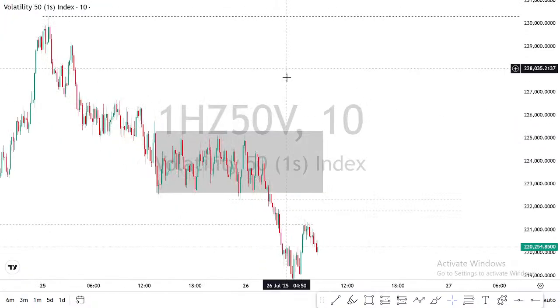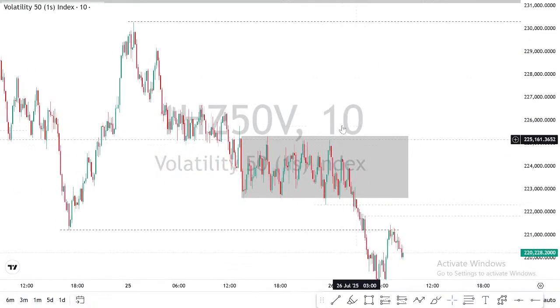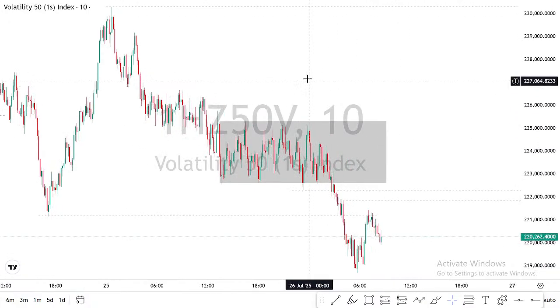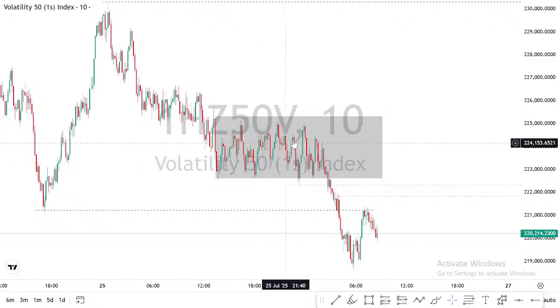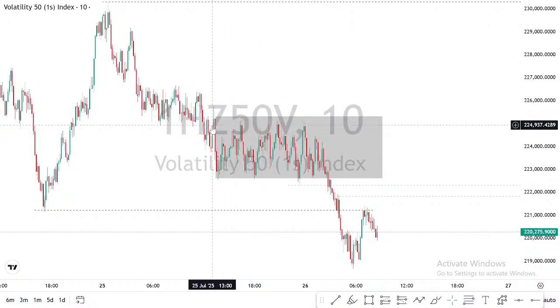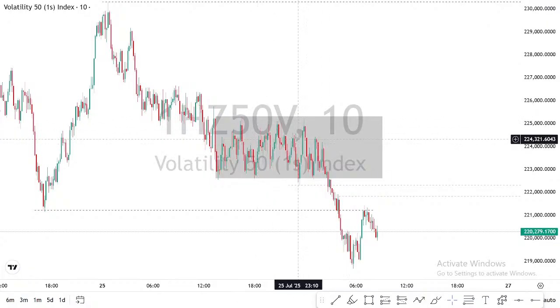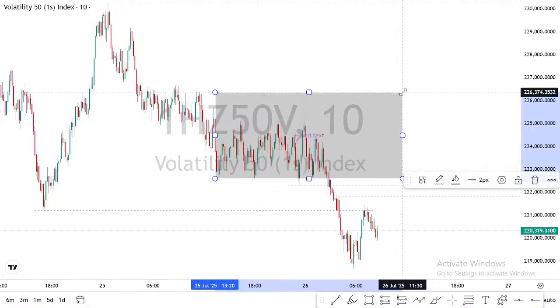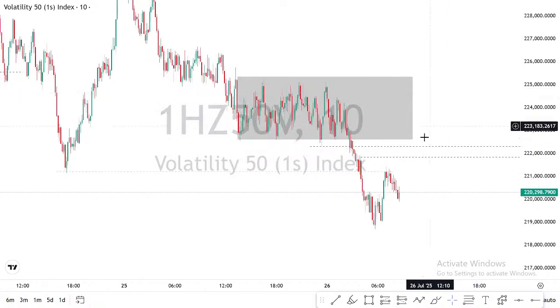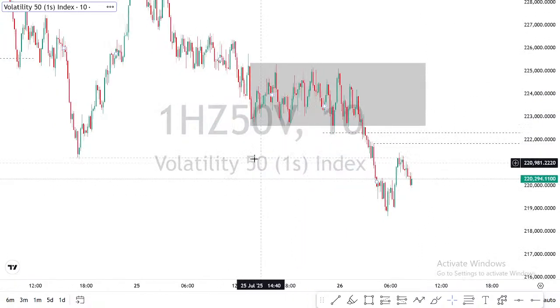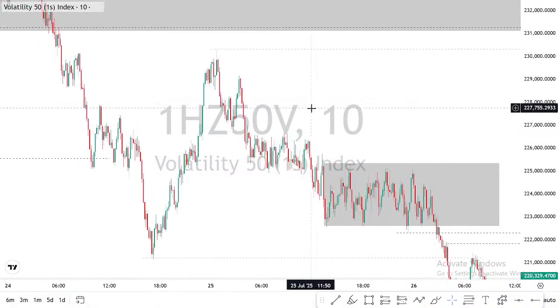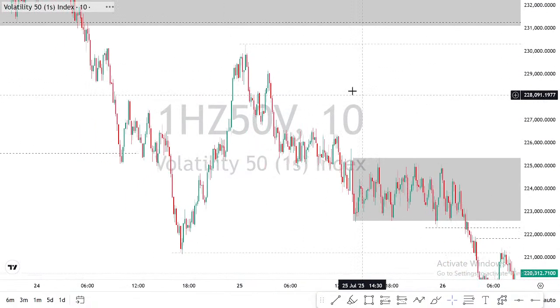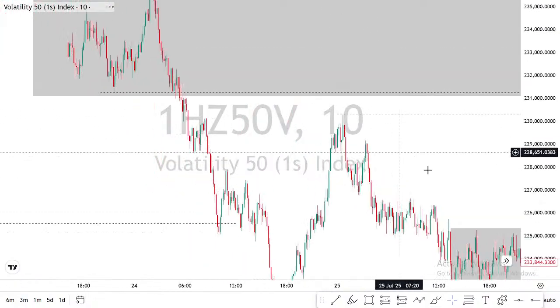There's no visible area of POI, but this area would have been a good point of interest for us. Very good point of interest, but it's a range area, and we don't have major around here, so it's going to be very hard to mark out a point of interest from here. And when market breaks this zone, it could come back here, but that's not sure.